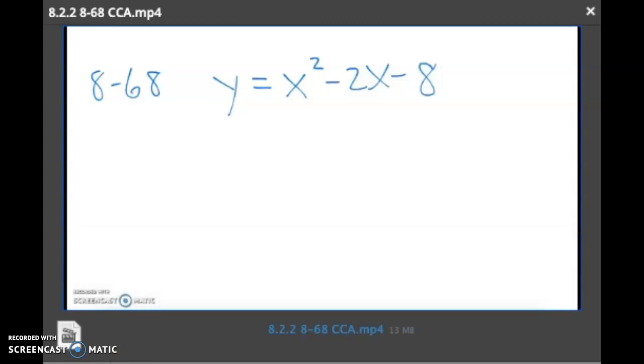Lesson 822, problem 868. In this problem, we are going to try to sketch a parabola using the two x-intercepts and the vertex. So we're given the quadratic equation y equals x squared minus 2x minus 8. The first thing I'm going to do is find my x-intercepts, and I'm going to do that by using the zero product property. So I'm going to let y equal 0 so that I can find my x-intercepts.